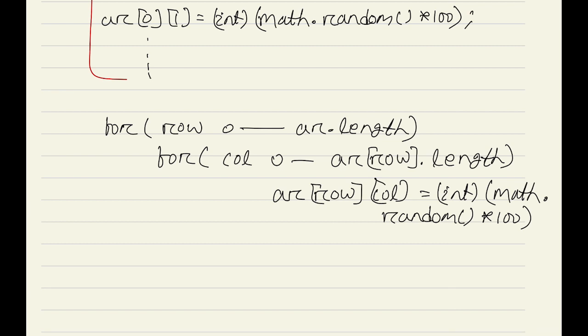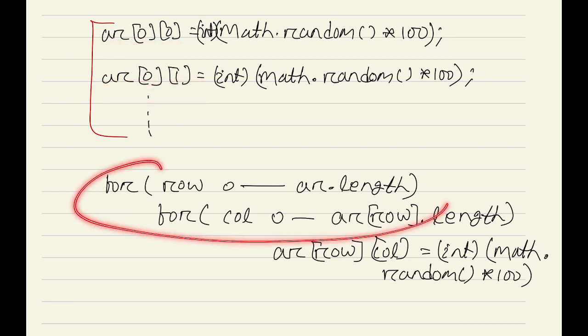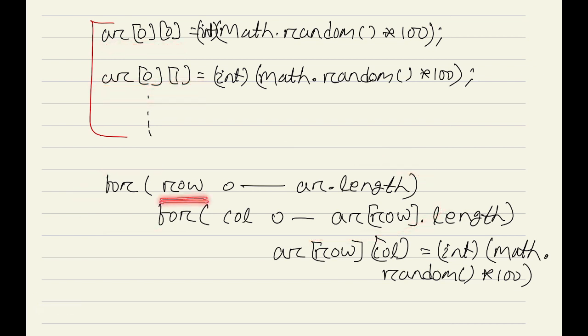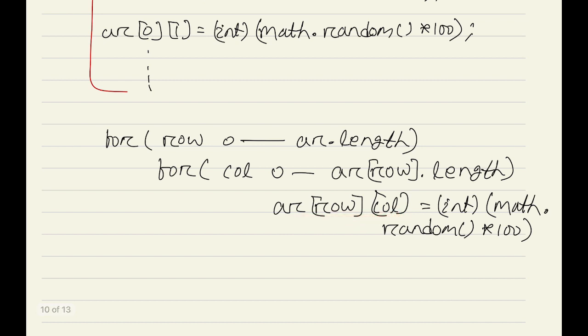So instead of repeatedly writing 0 0, 0 1, 0 2 like this, we can use a loop, and the loop starts from row 0 to ar dot length, and when the row is 0, the column goes 0 to ar of 0 dot length. So number of columns in 0th row. Similarly, number of columns in first row, number of columns in second row, like this. ar of row column equal to int math random into 100.